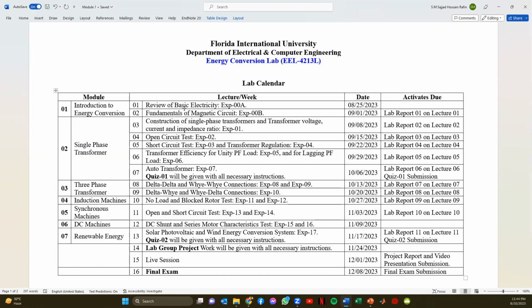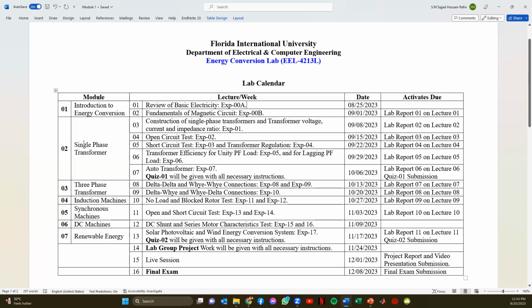In the main course lecture, which is Power System 1, the instructor will give you the theoretical background, and in this lab course, I will be showing you the lab perspective. So that's why the first 2 weeks I will also cover the basic stuff. From the third week we'll start our actual experiments.